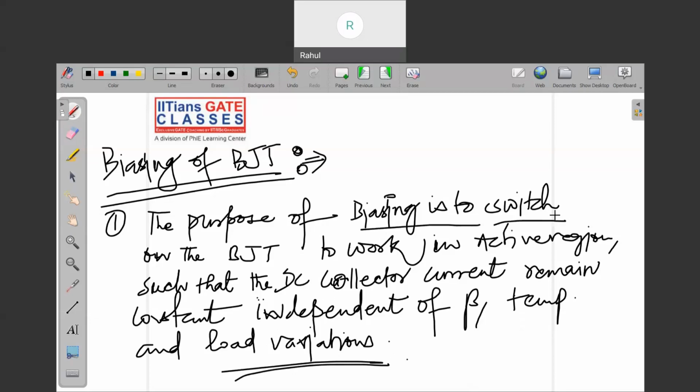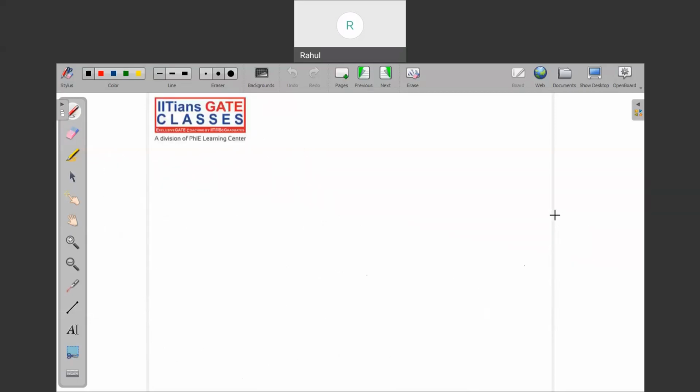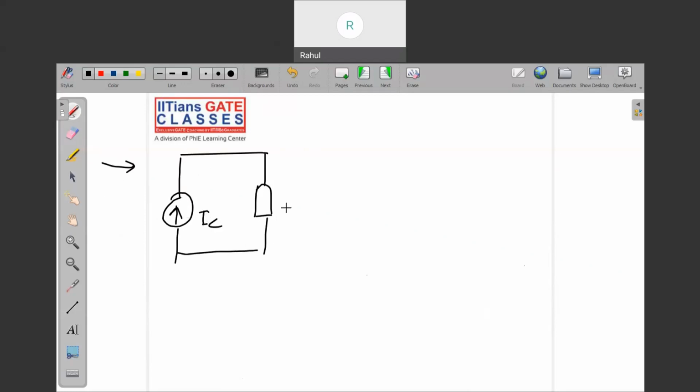So this is the purpose you have to keep in mind. Sometimes they will ask questions based on the purpose as well, in the options. Here is the situation: IC flows, and if there is a load, your IC should be independent of this load. You change the load but IC should be constant. We basically want a constant current source.